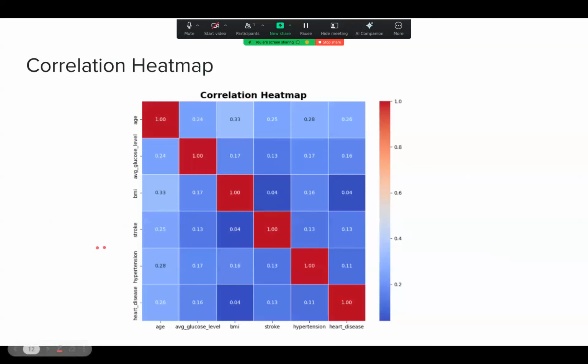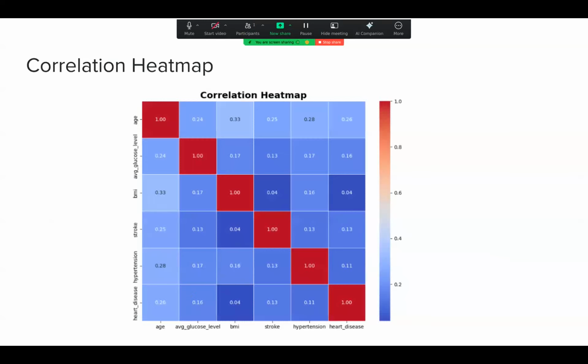You can see that age has by far the strongest positive correlation with stroke among all the numerical features, and that hypertension, sorry, and heart disease have also shown a notable positive correlation with stroke. As you can see here, stroke has 0.25, 0.13 on both sides, which also includes the glucose level.